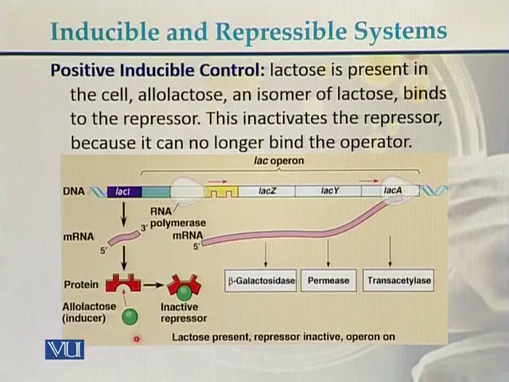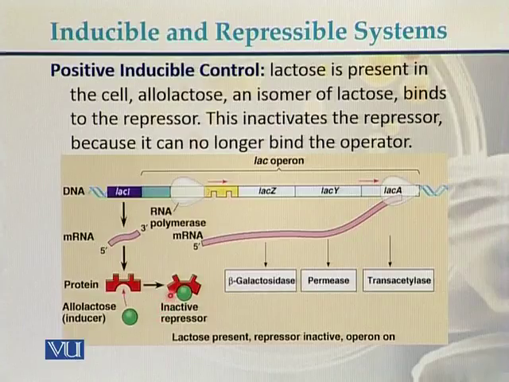Positive inducible control. In this case, the repressor is inactive because there is an inducer. The inducer is in the form of allolactose. The inducer will bind with the repressor and will inactivate the repressor.